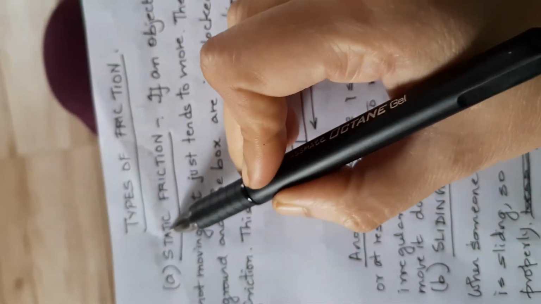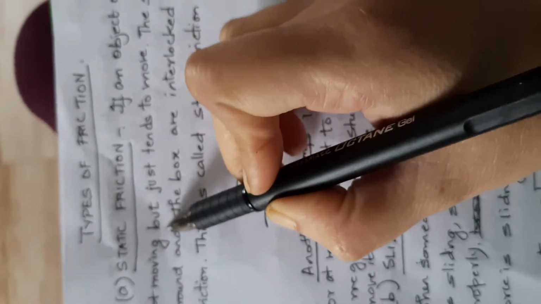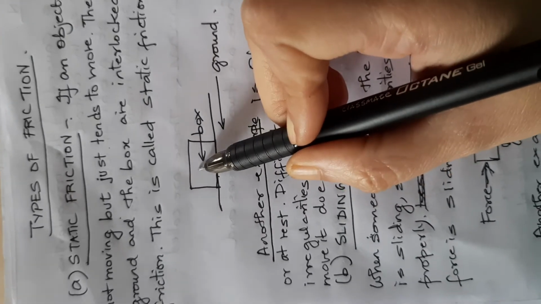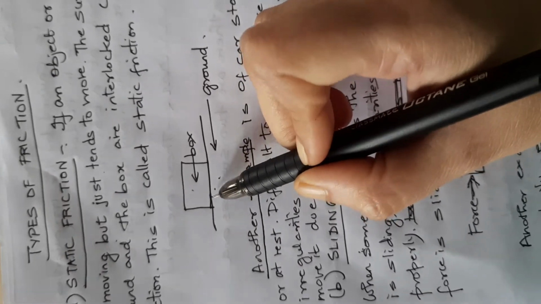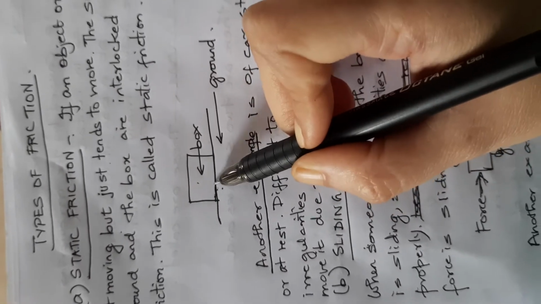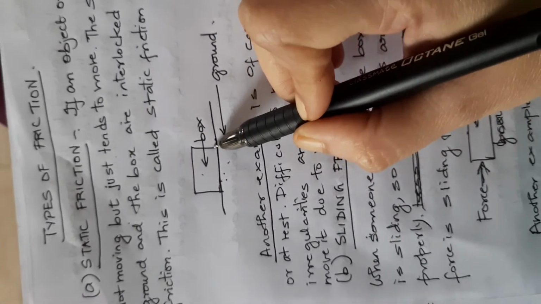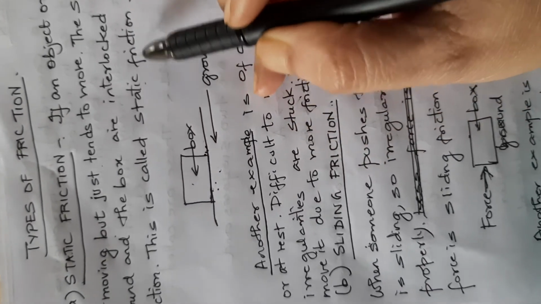Let us look into the types of friction. The first that we come across is static friction. If any object is just not moving but just tends to move, for example, this is the surface of the ground, there is a box which is just kept on the ground. Alright, the surface of the box and the surface of the ground have irregularities which get interlocked. Alright, and due to this interlocking there is friction. This friction we call static friction.